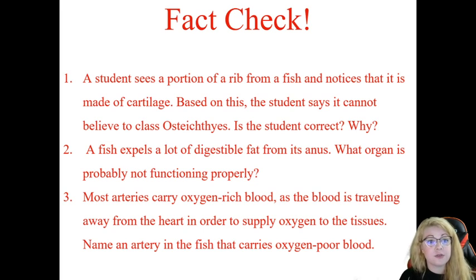And number 3. Most arteries carry oxygen-rich blood, as the blood is traveling away from the heart in order to supply oxygen to the surrounding tissues. Name an artery in the fish that carries oxygen-poor blood. So either the ventral aorta or the afferent branchial arteries would both be acceptable answers, and lucky for you, you don't have to memorize those pictures because I don't really have a way to test you on them. Had we been in class, you would have had to know some of those major arteries, but lucky you, we're keeping it simple.